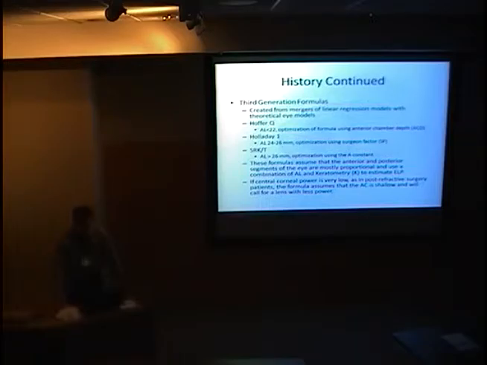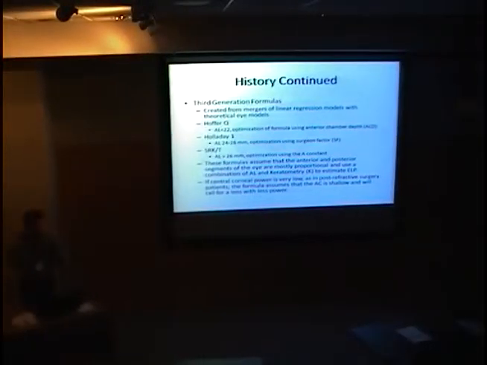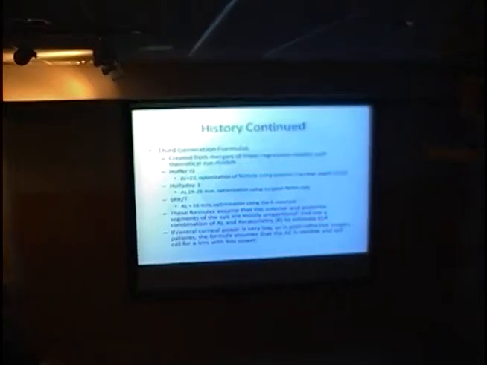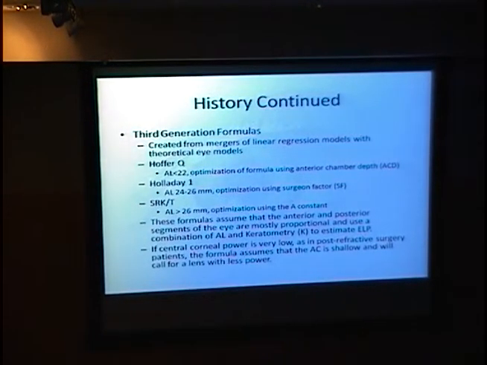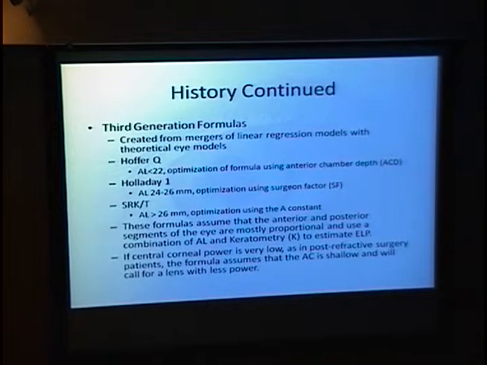And I think the Hoffer Q, the Holladay 1, and the SRK/T are very common formulas that we're familiar with. And these all can be optimized using either the surgeon factor and a constant or the anterior chamber depth. And some of these are known to be slightly better at different axial lengths mentioned there. The Hoffer Q at smaller axial lengths, the SRK/T at a little higher axial lengths. These formulas assume that the anterior and posterior segments of the eye are mostly proportional, and they use a combination of axial length and keratometry to estimate the effective lens position, whereas the second generation formulas only use the axial length. So if the central cornea power is very low, as in somebody that's had LASIK or RK, the formula assumes that the anterior chamber is shallow, and so it'll call for a lens with less power.